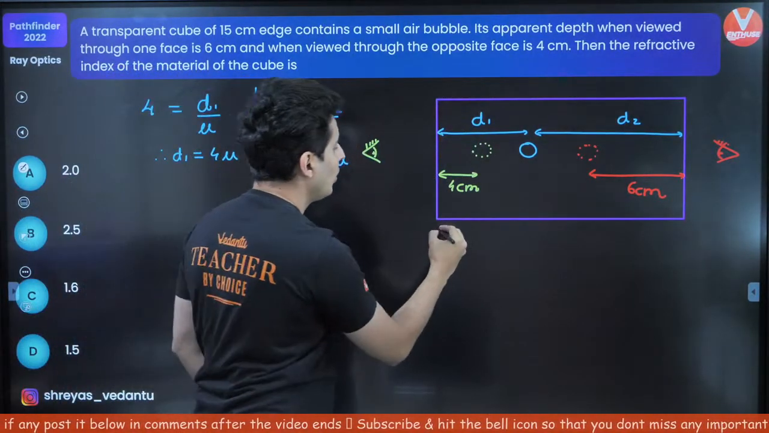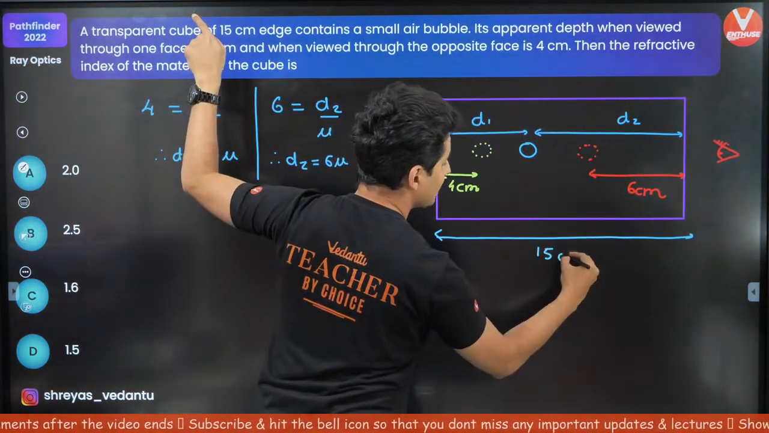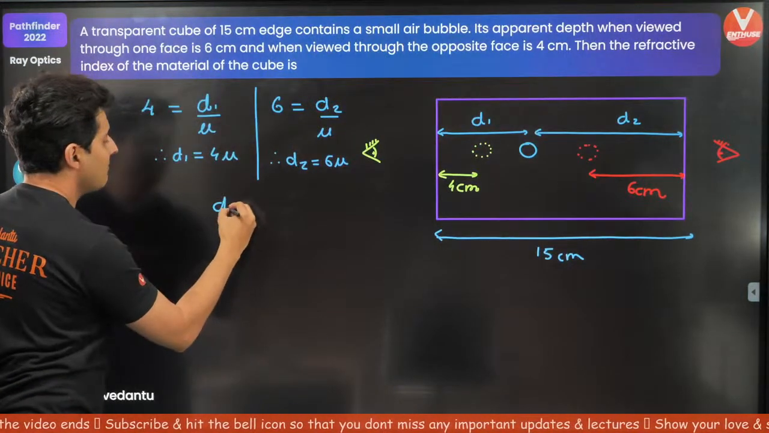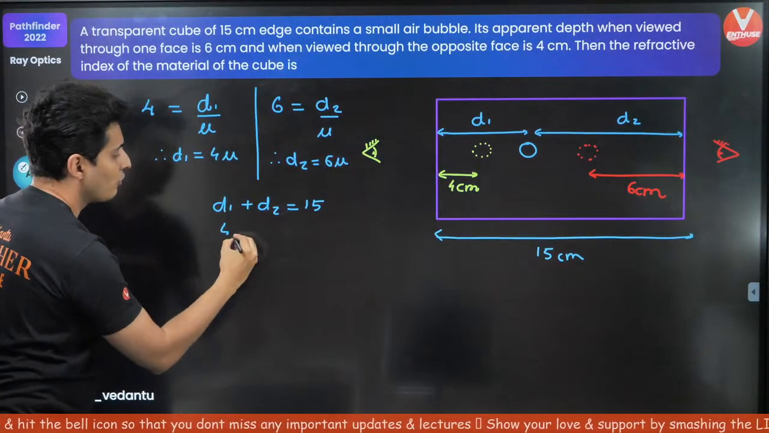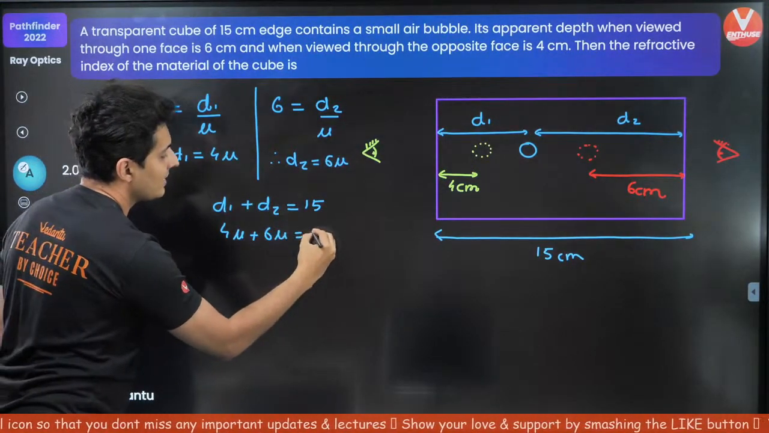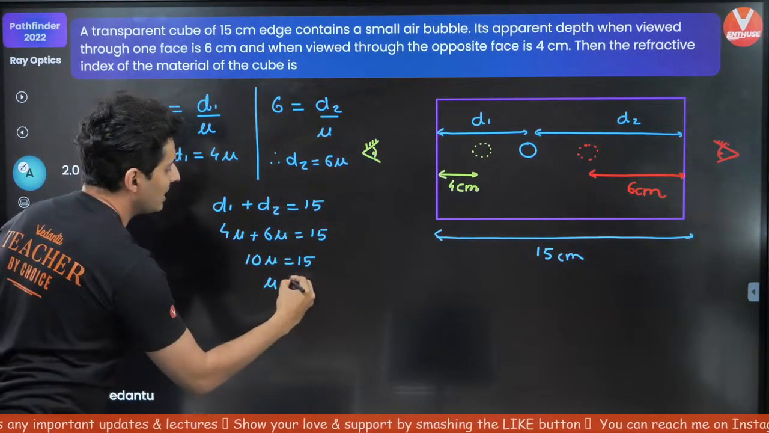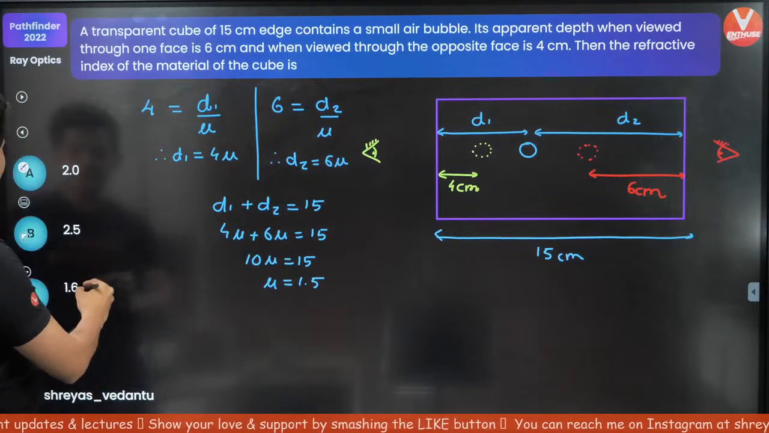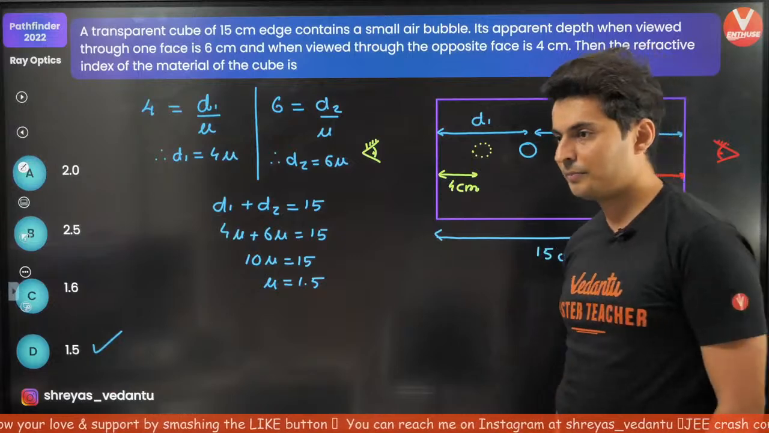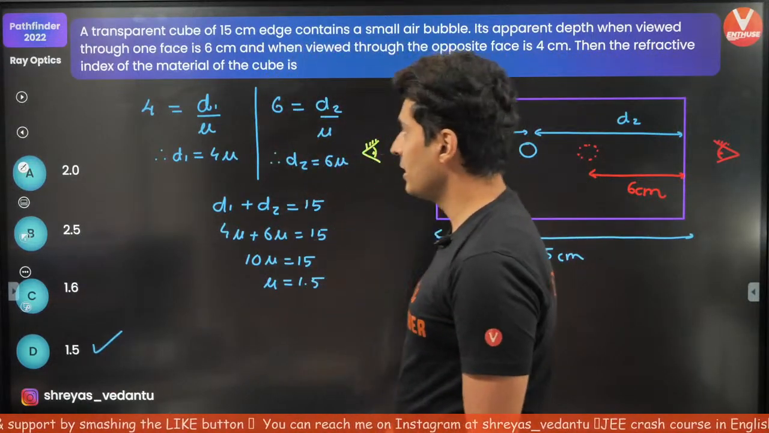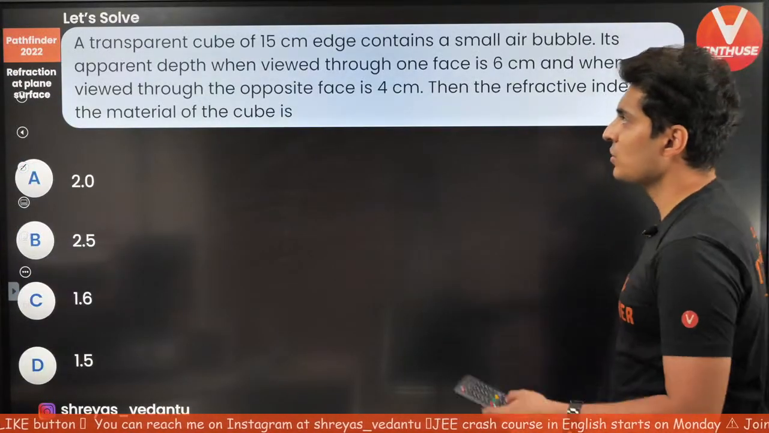But D1 and D2, both of them together, what is the total edge length? It is 15 centimeter. So D1 plus D2 is 15 centimeter. Just substitute the values: 4 mu plus 6 mu is equal to 15. 4 plus 6, 10. 10 mu is equal to 15. Mu is 15 by 10, which is 1.5. Yes, option D is correct. Got it? Very straightforward. Shall we move ahead, my warriors? That's how you use the concept of apparent depth. Next question. Oh, it's the same thing.